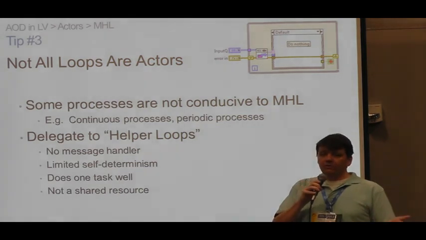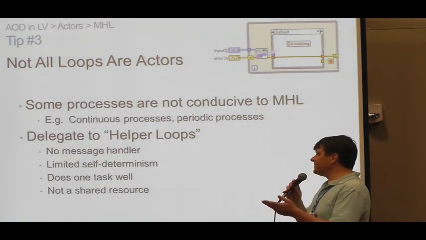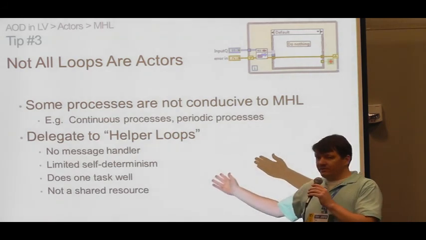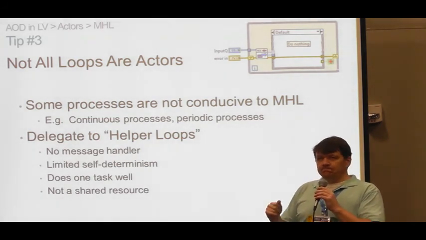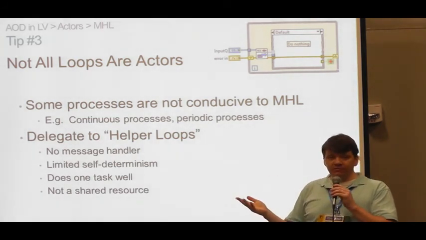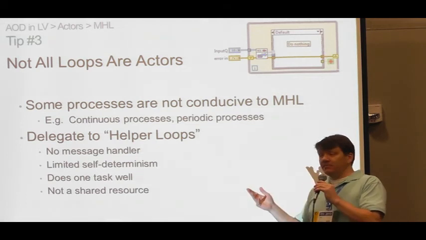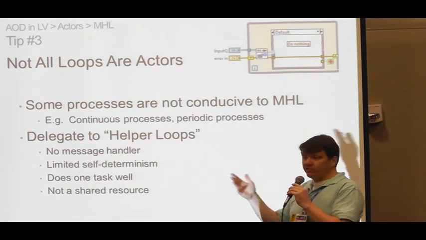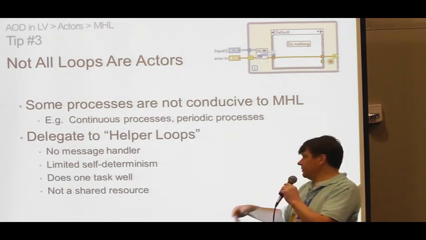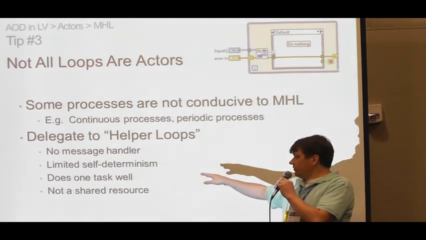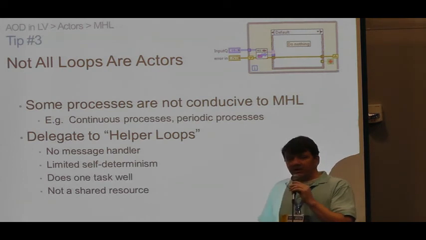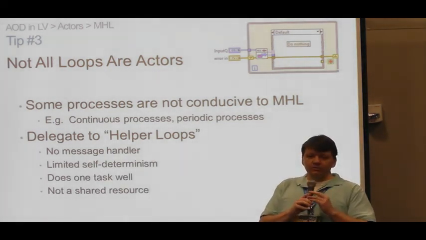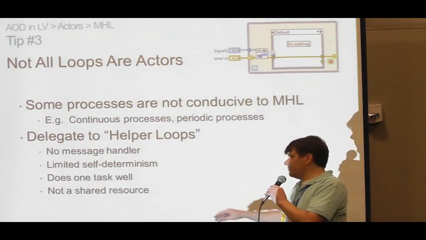What I call a helper loop is simply a parallel loop that does not have a message handler. It has limited self-determinism, meaning it doesn't have all the smarts of an actor. The message handling loop, or an actor, has direct control over that loop, more so than it would have over another actor. Helper loops typically do one task very well. It's good to keep them simple so you can easily see what they do and easily verify their behavior.